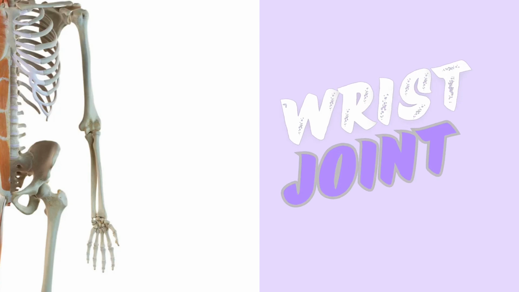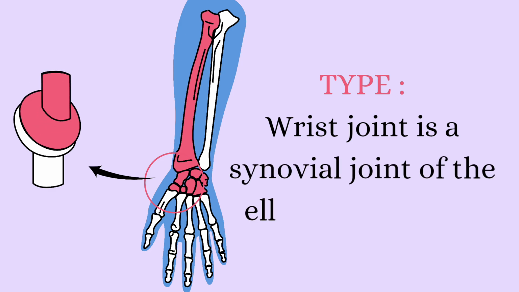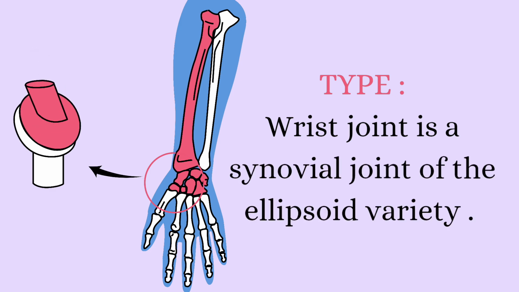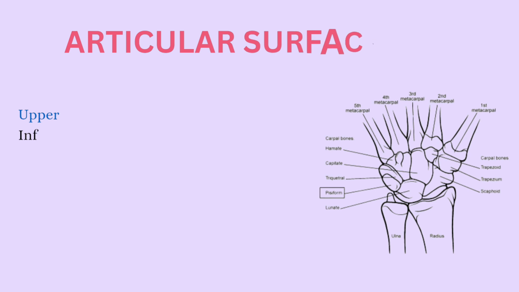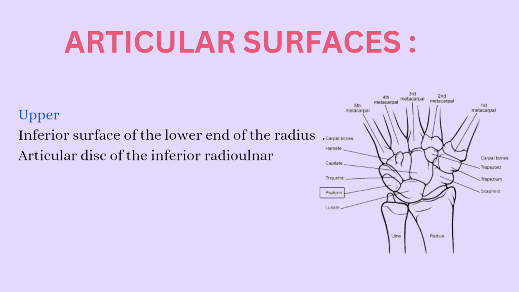So today we are going to learn about the wrist joint. The wrist joint is a synovial joint of the ellipsoid variety. The articular surfaces of the wrist joint include the inferior surface of the lower end of the radius, articular disc of the inferior radioulnar joint, the scaphoid, the triquetral and the lunate bones.